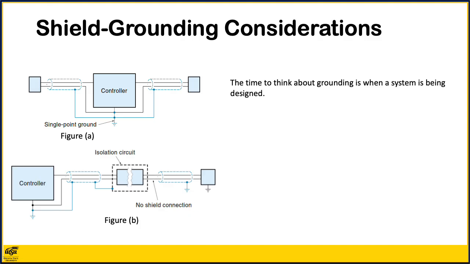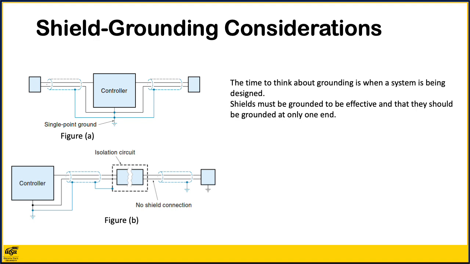Shield grounding considerations. The time to think about grounding is when a system is being designed. A grounding strategy built in from the beginning is better than trying to patch things after the system is built. We have discussed the fact that shields must be grounded to be effective and that they should be grounded at only one end. Because the controller is the hub of the control system, it makes sense to tie all shields together at the controller and ground them there.